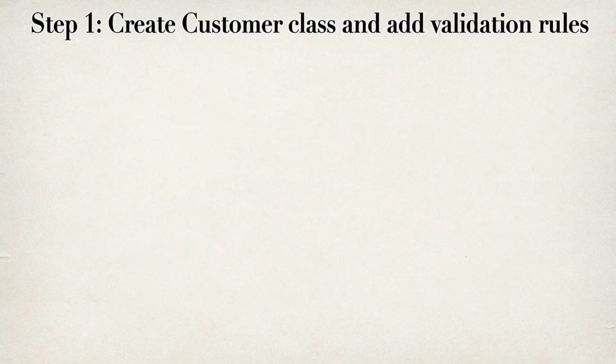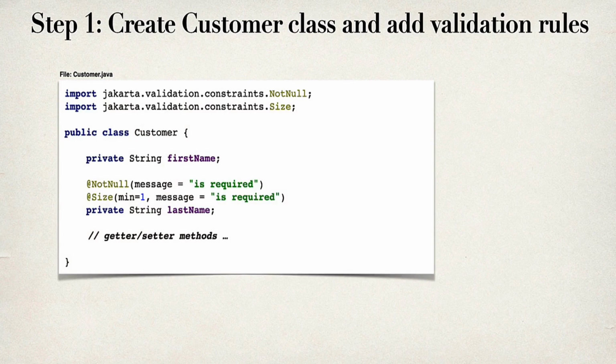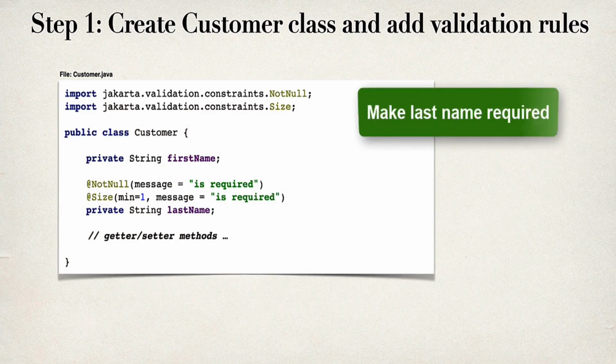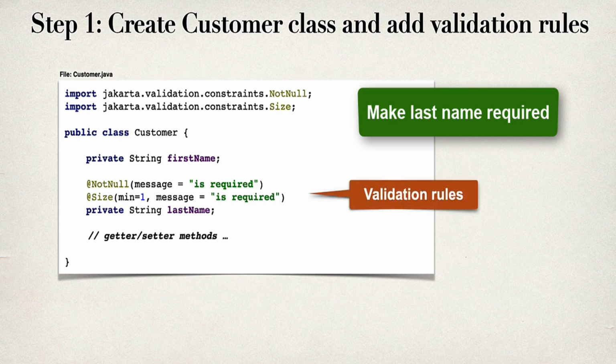Starting here with the first step of creating the customer class and adding validation rules. Now remember, in our example, we want to add a validation rule to the last name and make it required. What we'll have to do is make use of these two annotations here, NotNull and Size. So for NotNull, we'll give the error message is required. That'll display if the value is actually null.